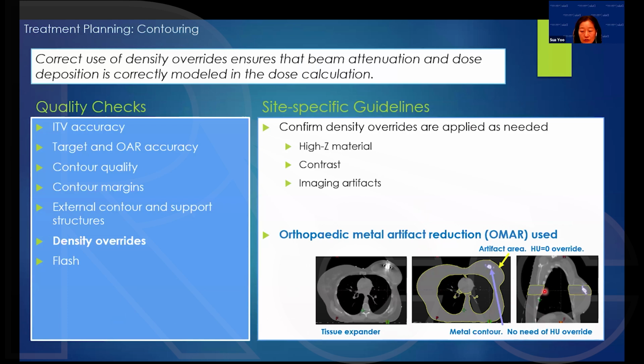Density override, the only thing we do it for is the tissue expander. It's metal and it causes some artifact. For the metal itself, we don't need to override the HU. But these artifacts, if you're going to run optimization, could cause some incorrect fluence. So we contour the artifact, but instead of chasing individual artifacts, we just contour the whole body, exclude the lung, exclude the metal, and put 0 HU on this whole body. You can put -100 HU because it's mostly fatty tissue, but that would not make much difference. The difference is in these little artifacts. We use OMAR, but still this artifact exists.